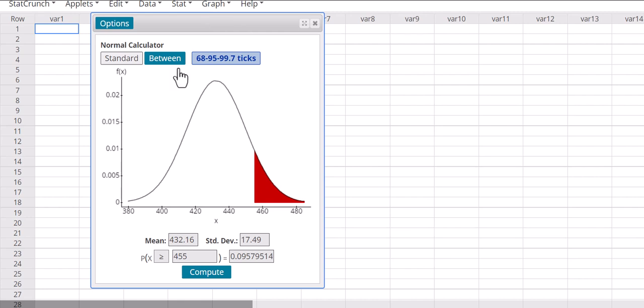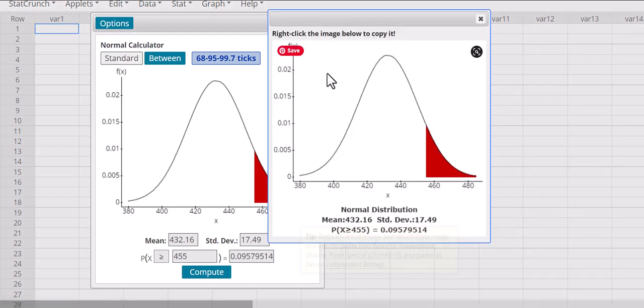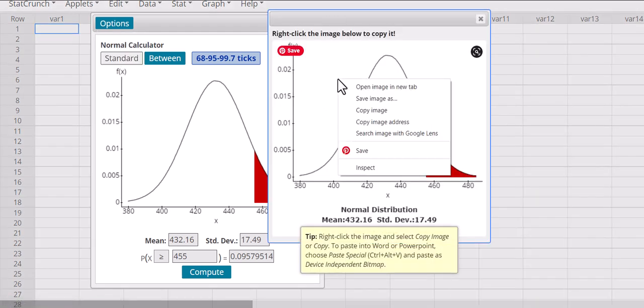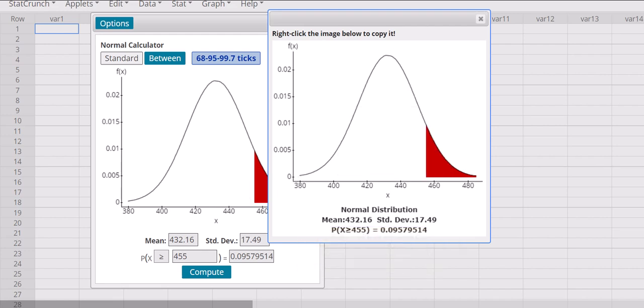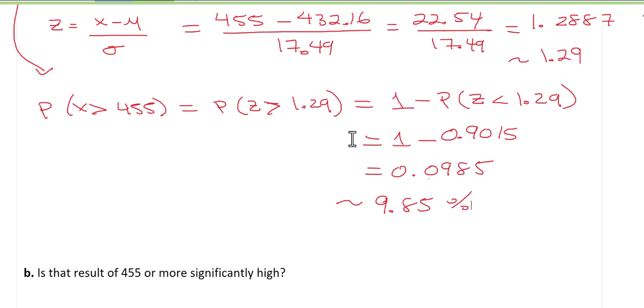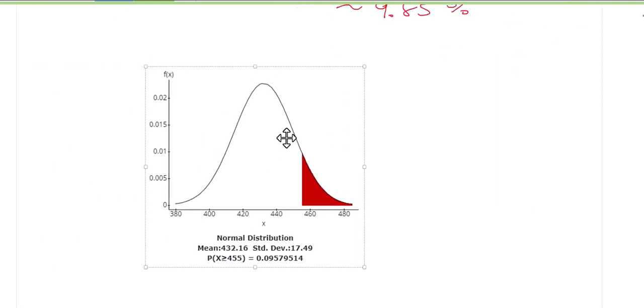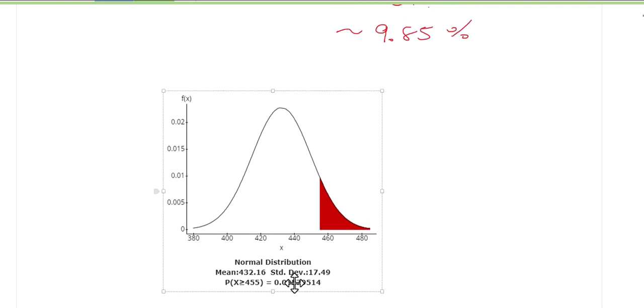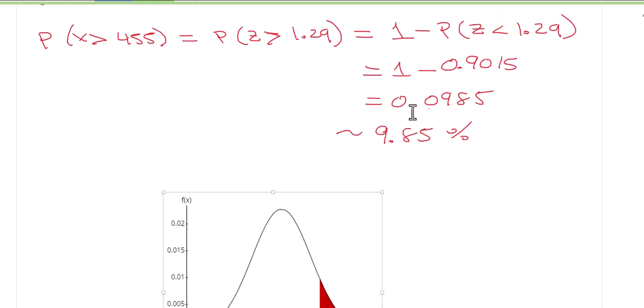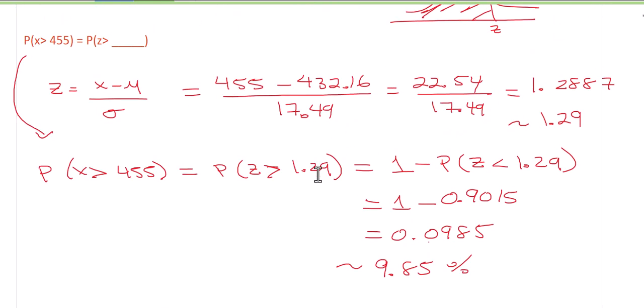So if you wanted to copy your StatCrunch result, go to Options, Copy, and it gives you a new image to copy. So we're going to right click on this, copy image, and then we can go back to our notes and paste it in here. So here's our image. So converting it to a percent, this will be 9.58%, and this is 9.85. So StatCrunch is definitely more accurate.